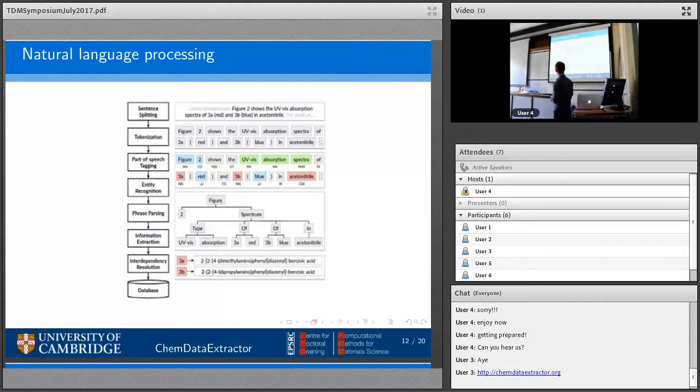Then we do what's called phrase parsing. The phrase parsing and information extraction go hand in hand.